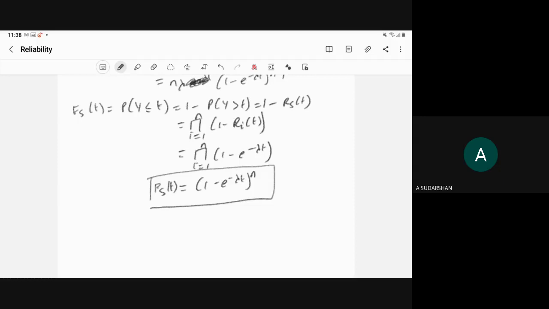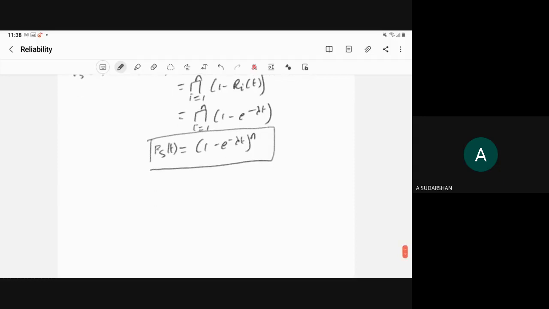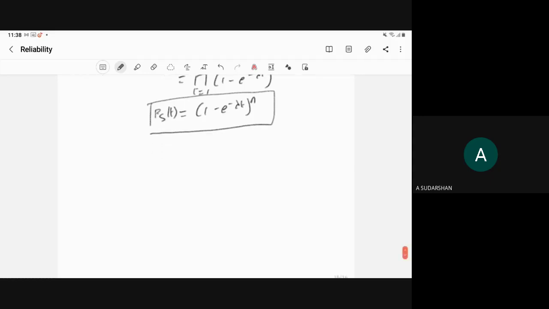Then after, we have to compute the mu s or E(T), expected mean life length of the system. So what is this? It is the integral from 0 to infinity of R_s(t) dt. And R_s(t) we have computed as 1 minus 1 minus e to power minus lambda t to power n, dt.